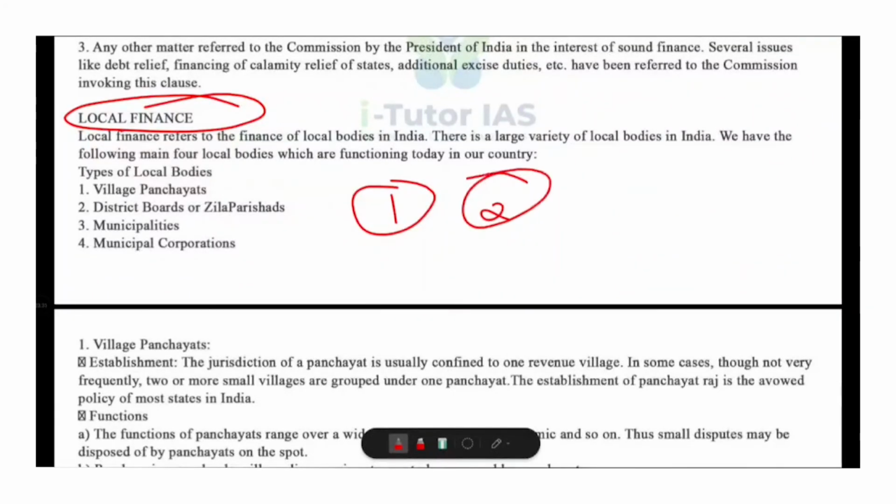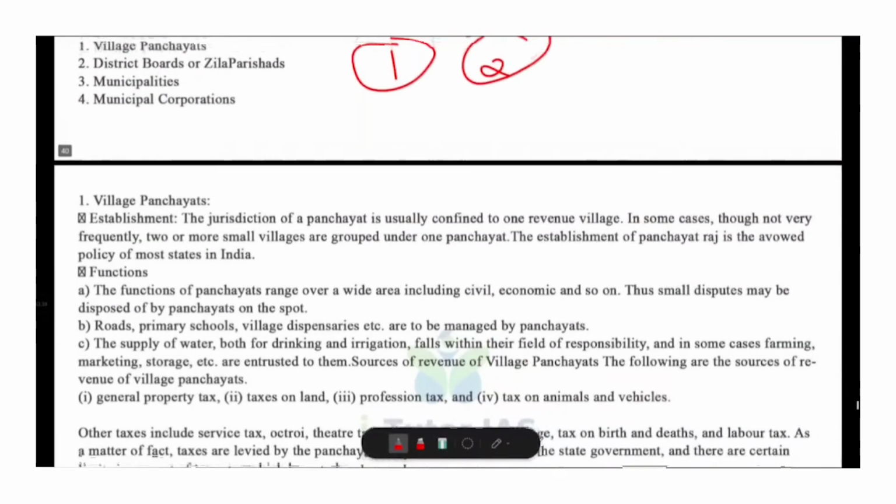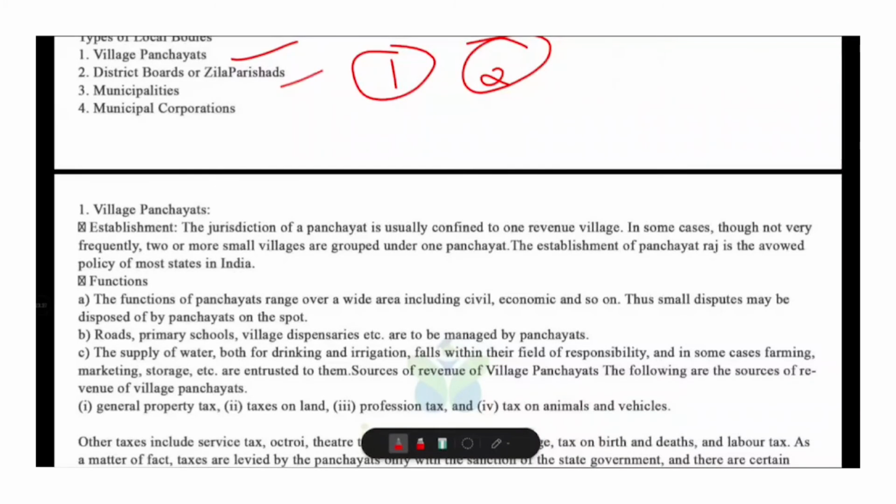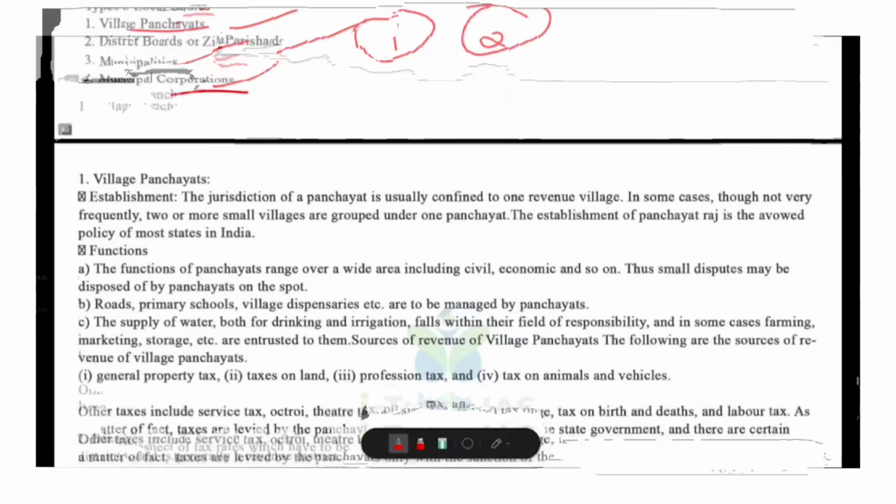There are 4 types of local bodies in India: village panchayat, district boards, municipalities and municipal corporation. Village panchayat stands for villages, district boards or zilla parishad for rural districts, municipalities for small or medium towns, and municipal corporation for big cities. So let's learn them one by one.